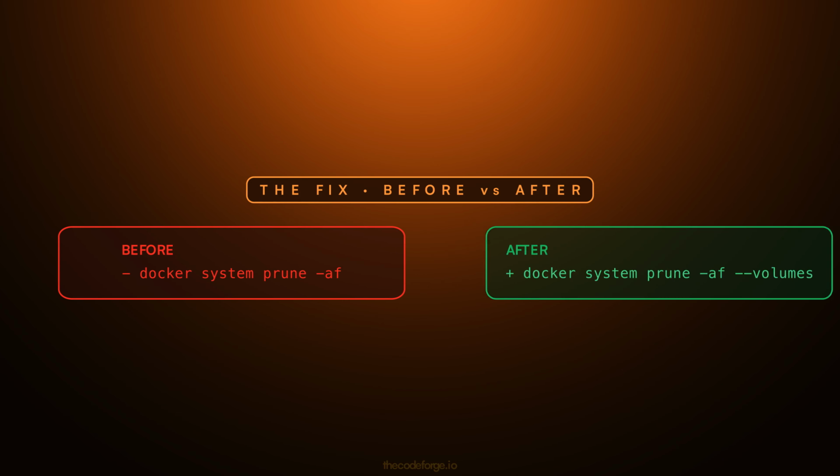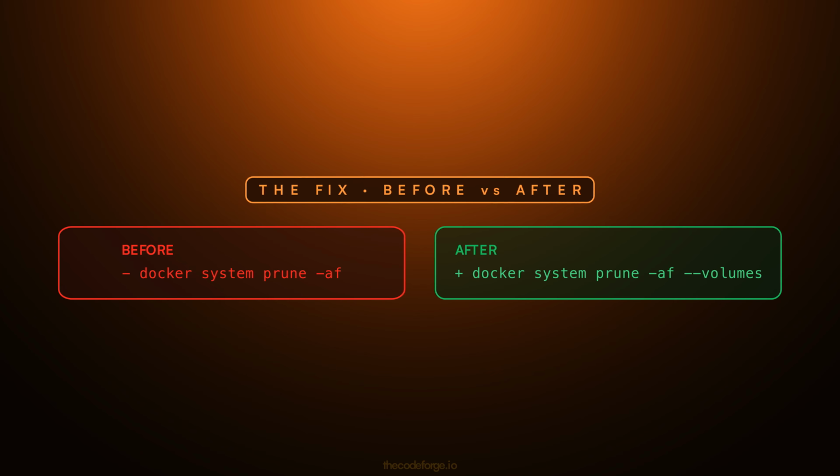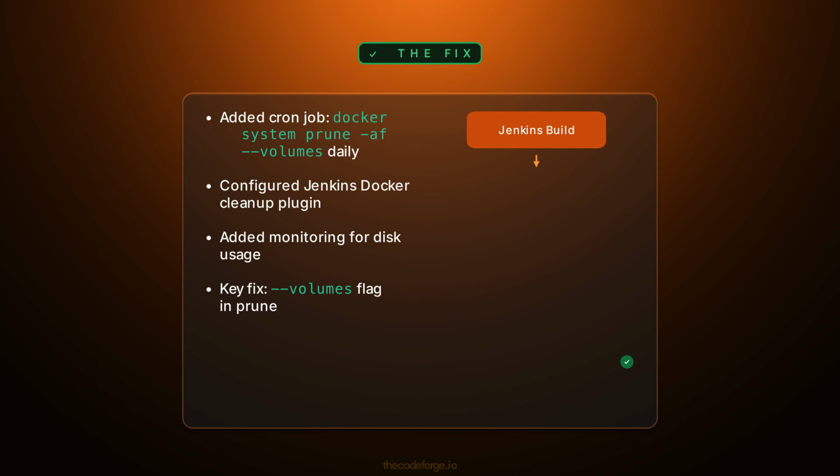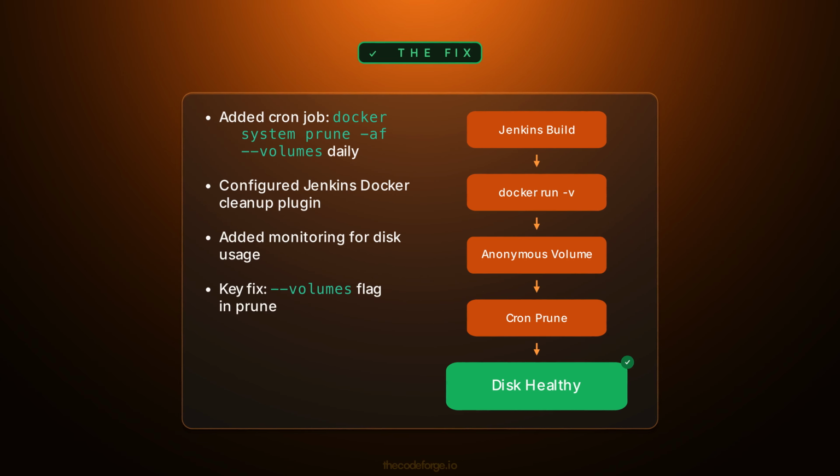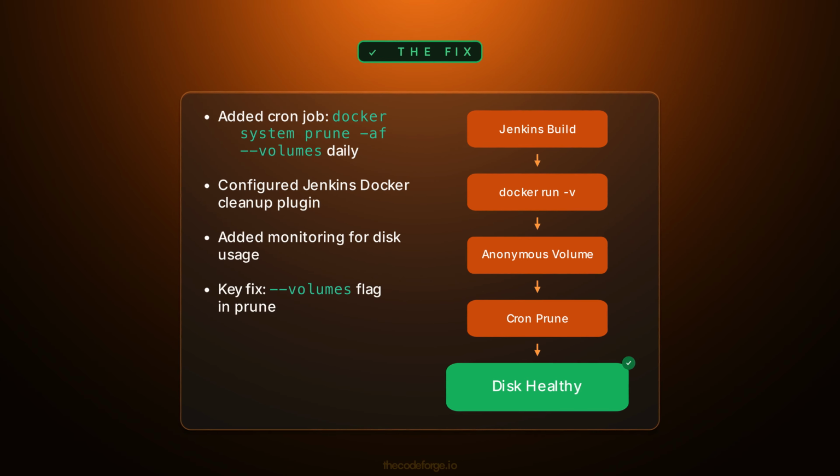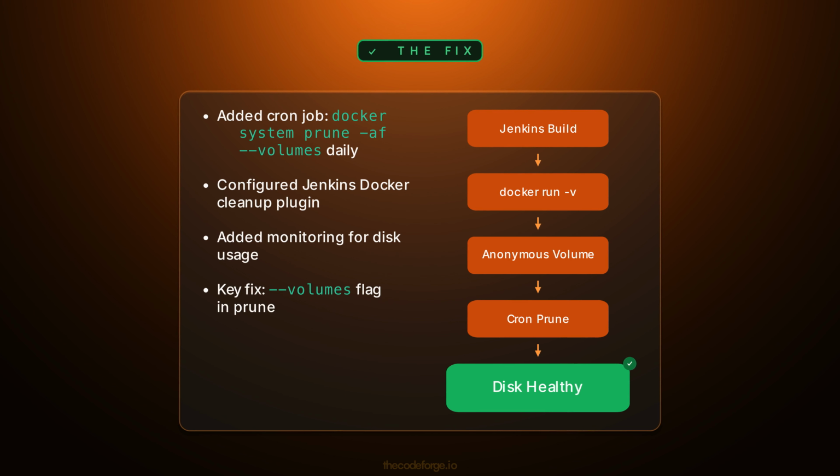The cron job used docker system prune -af without the volumes flag, so anonymous volumes accumulated and caused disk exhaustion. Adding --volumes ensures volumes are also pruned. The fix was to implement automated cleanup. We added a cron job that runs docker system prune -af --volumes daily, configured a Jenkins Docker cleanup plugin to remove unused resources after each build, and added monitoring to alert us when disk usage exceeds 80%. The key was including the volumes flag to remove anonymous volumes.